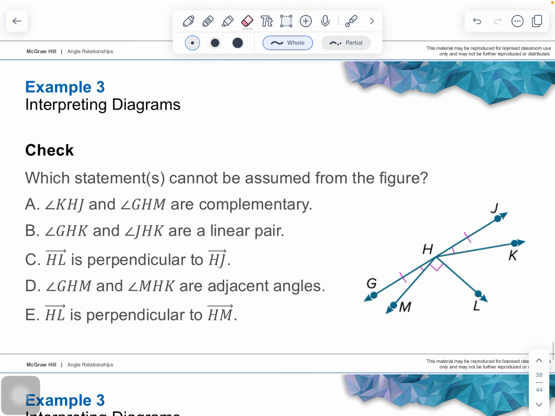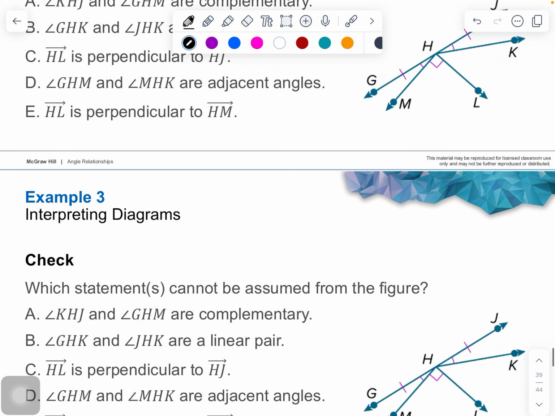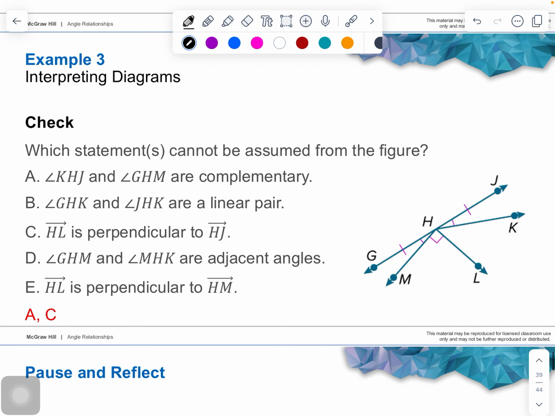Okay, now you get to do it. Practice 3. Go ahead and answer those and pause me and come back. Okay. Which statements cannot be assumed? A and C cannot be assumed.